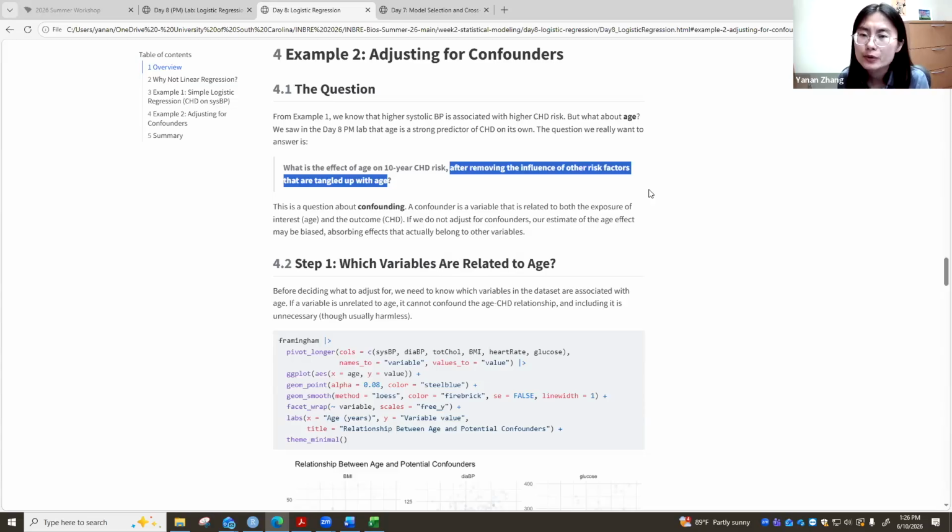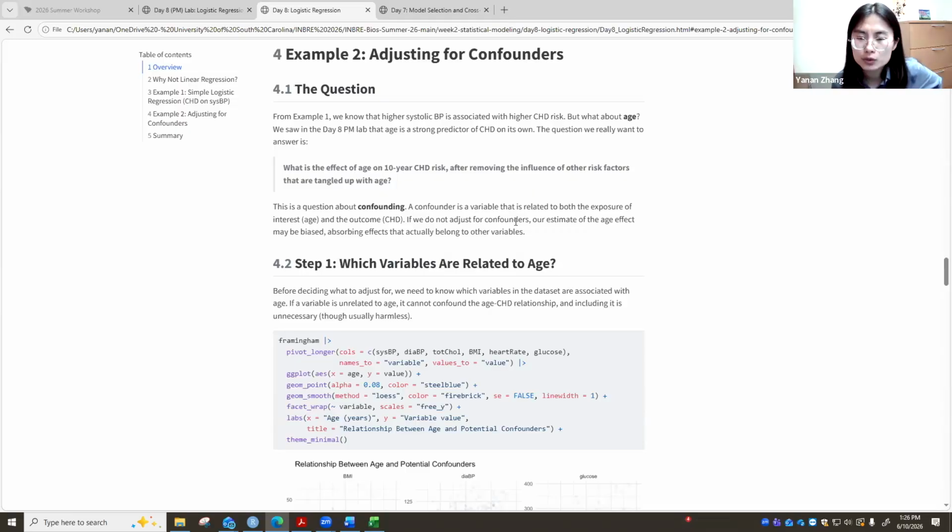That means we need to remove any confounders between age and coronary heart disease. We want to control for these confounders, or adjust for them. Basically, first we need to know what those potential confounders are. We find them, then we adjust for them in the logistic regression. How do we adjust for them? We just put them in the multiple logistic regression, right?